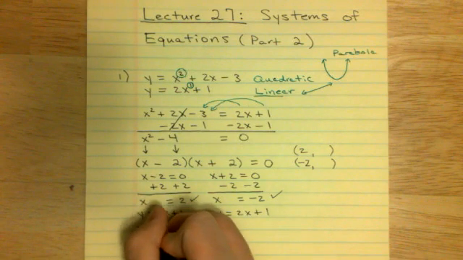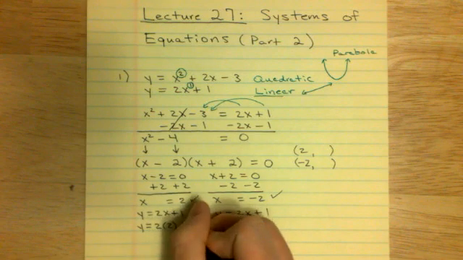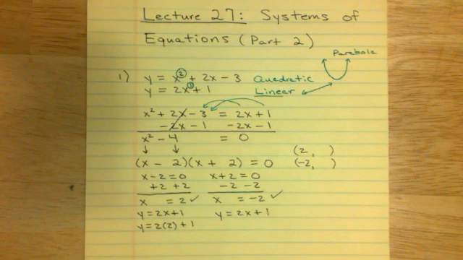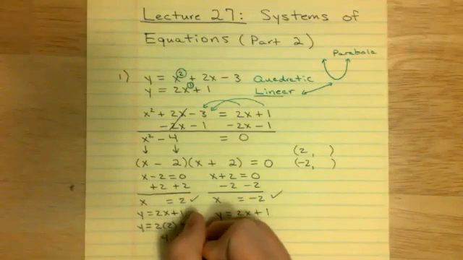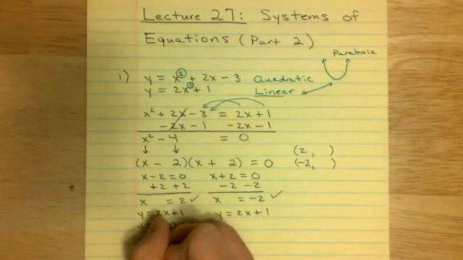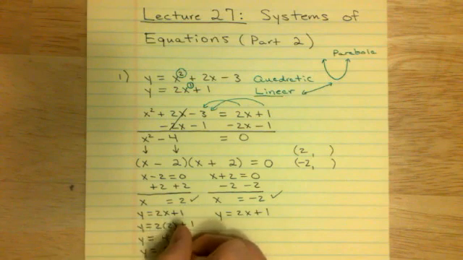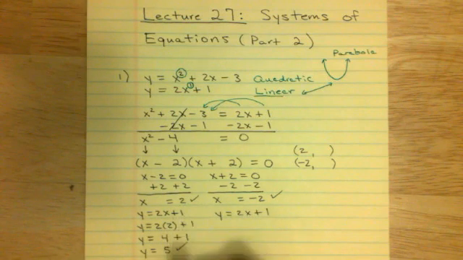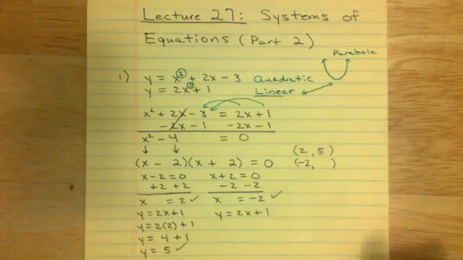So for this one, I'm just going to plug in 2 for x and see what happens. I get 2 times 2, 2 times 2 is 4, right? We're adding 1 at the very end. And I get y equals 5. So now I know what the y value is, and I can put that inside my first point. I can put the 5 in the y coordinate.